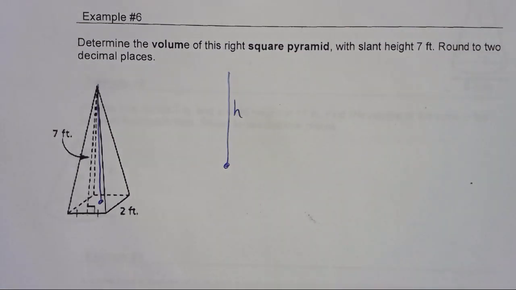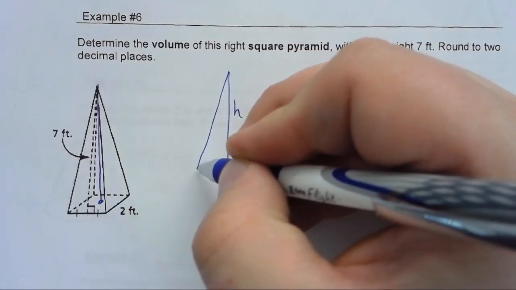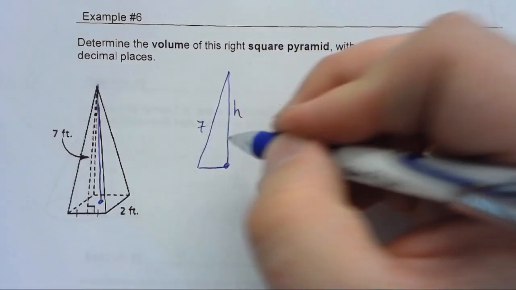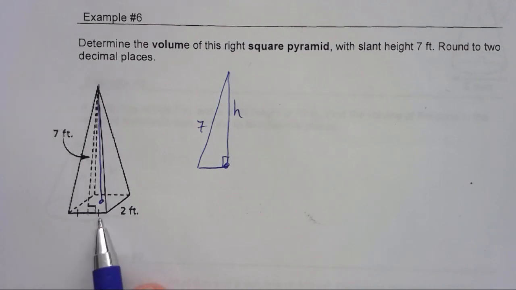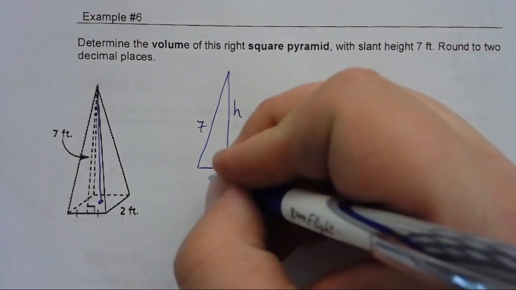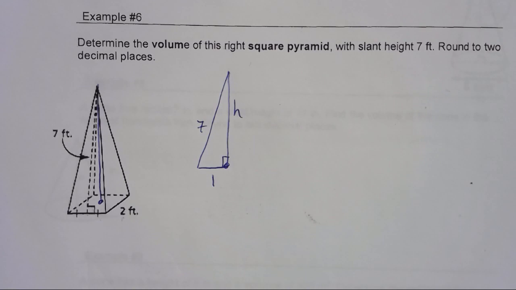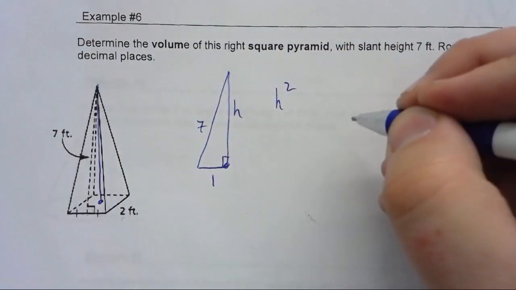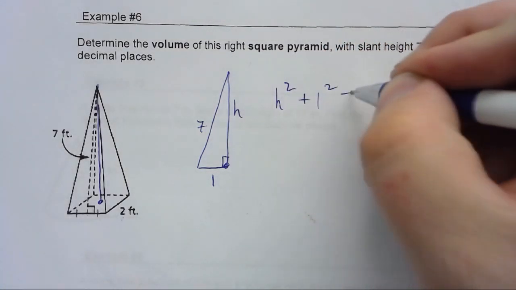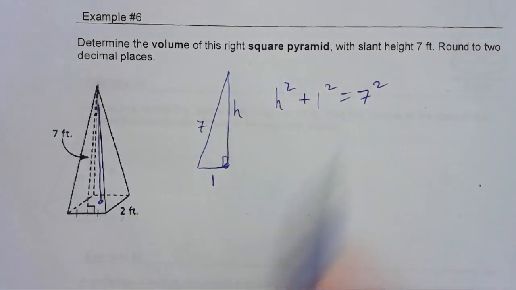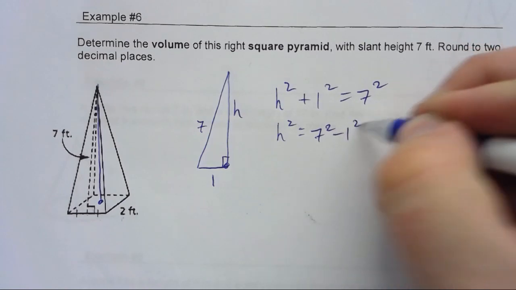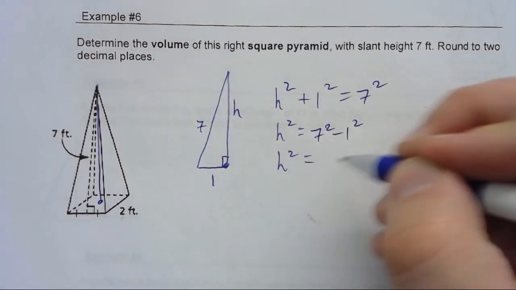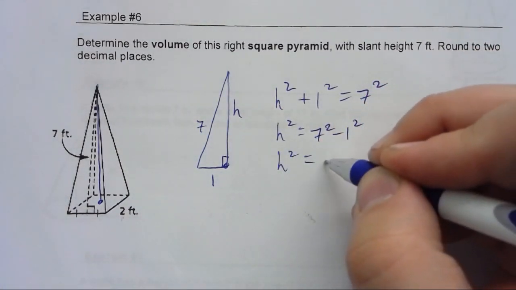I'll call it my height. They gave me a slant height of 7. And we had this yesterday. Obviously, if that's a slant height, then that's a right angle. How do I figure out that number again? Oh yeah, it's a square base, so it must be half of an edge. Ta-da! So I got to do a Pythagoras on this. So h squared plus 1 squared equals 7 squared. Don't forget, the hypotenuse always goes on this side, right? So h squared is equal to 7 squared minus 1 squared. h squared is equal to 49 minus 1, which is 48.